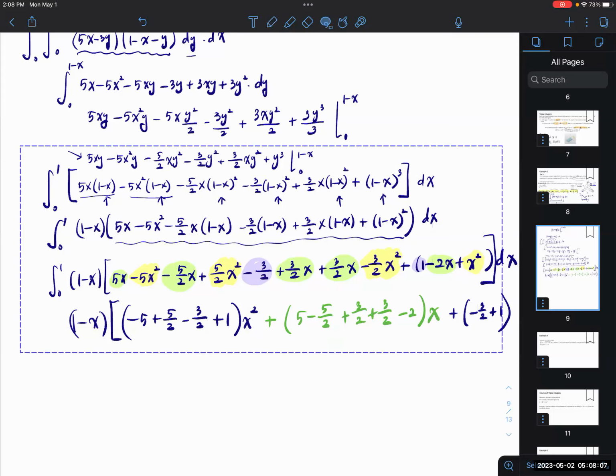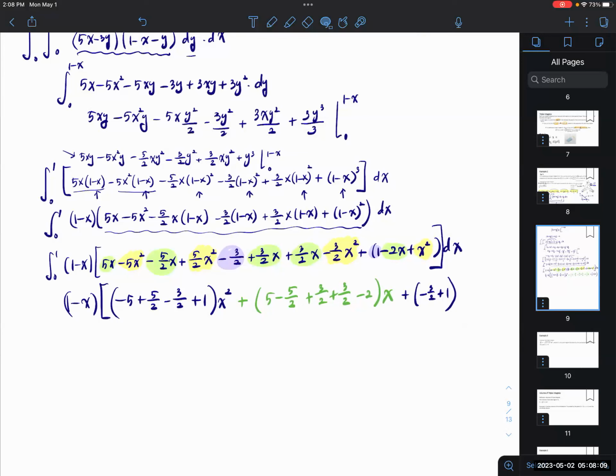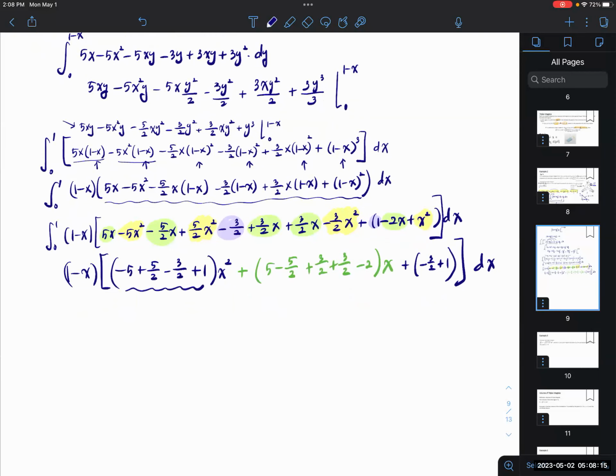So if I simplify, and then at the end, dx. Whew, all right, almost done. Can we simplify this one? -5. So this is going to be -4 plus 2 over 2. It's 1. Okay, we have here -3x squared.